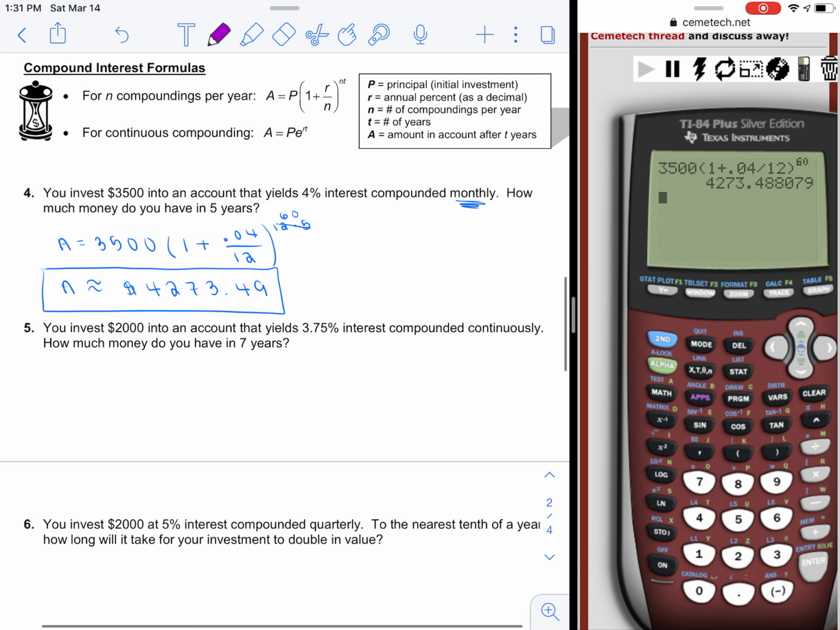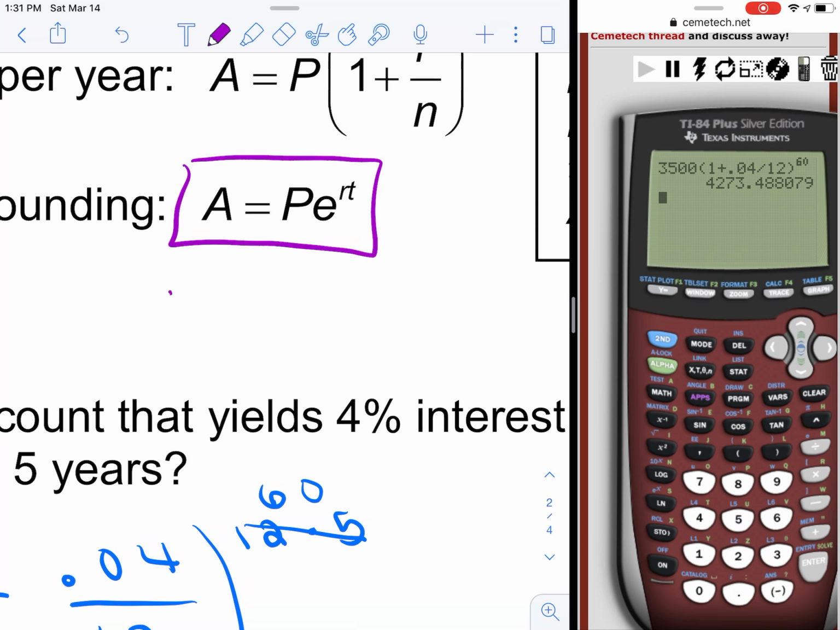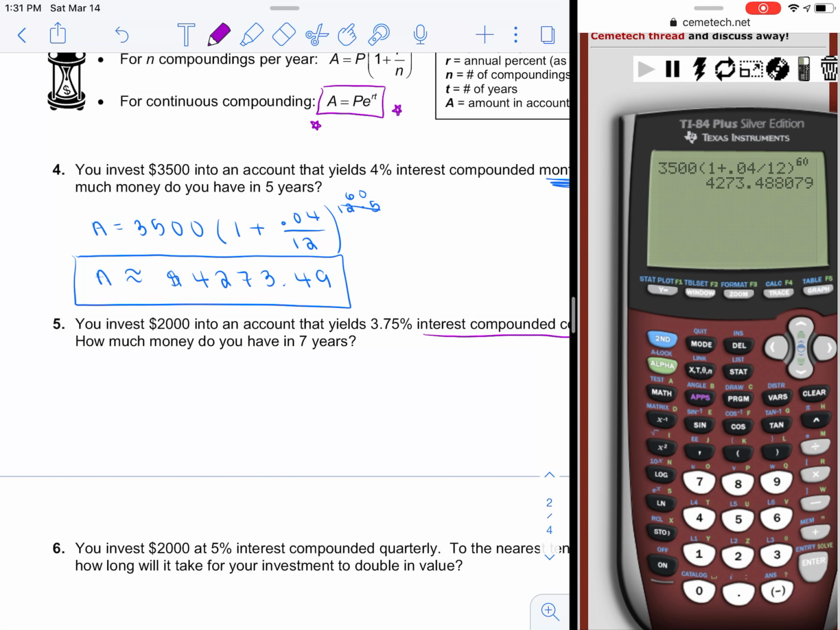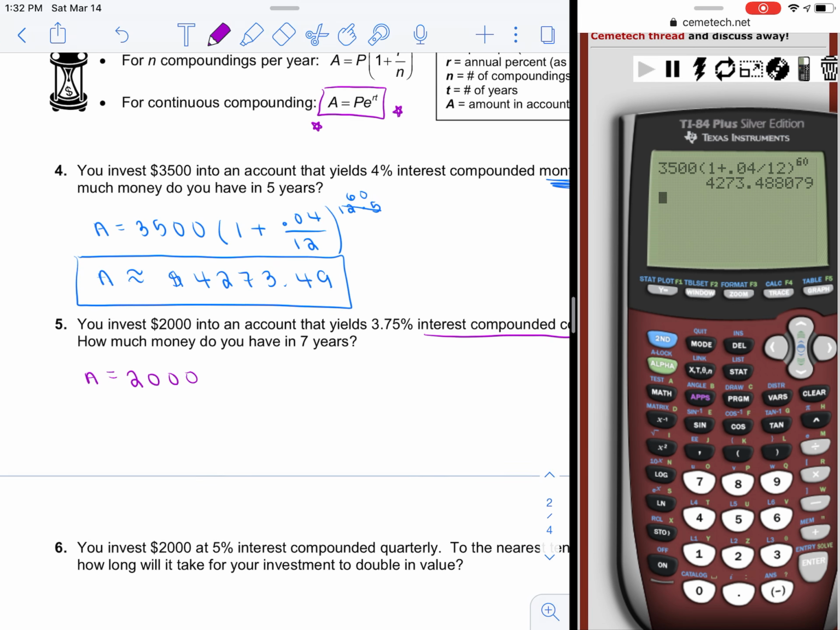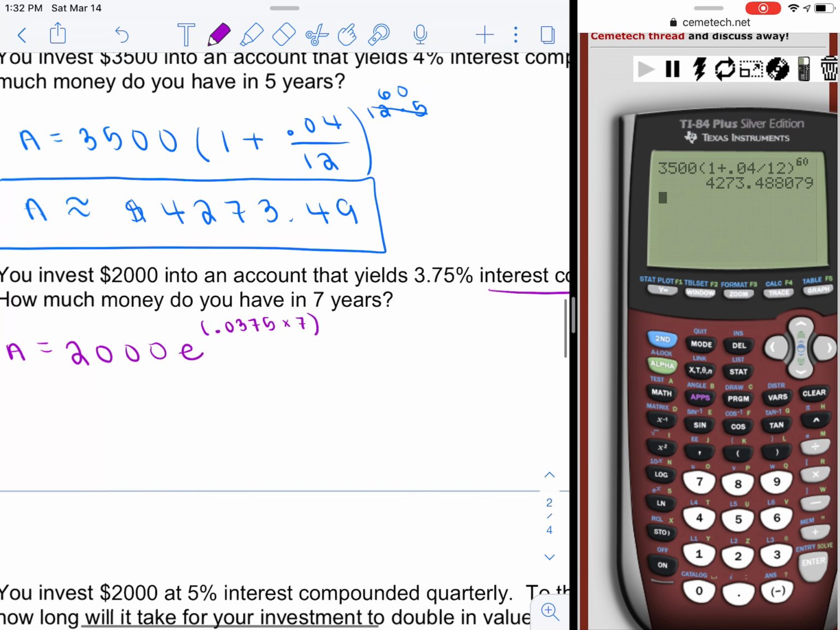Now, another formula you learned in Algebra 2 with trig involves interest compounded continuously. Every time you have interest compounded continuously, you are going to use this formula right here. Now, how does this formula work? Just like the other one, you're going to say A equals that starting amount. But instead of putting 1 plus, we are going to put in E raised to the rate, 0.0375, times the time, which in this case is 7 years. I'm using the multiplication sign like that just so it doesn't look like a decimal.